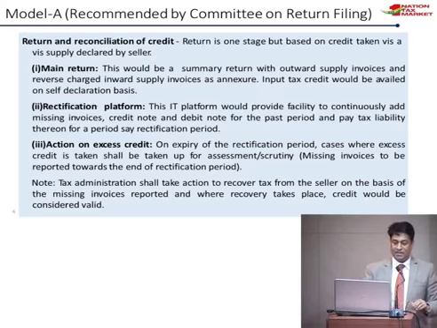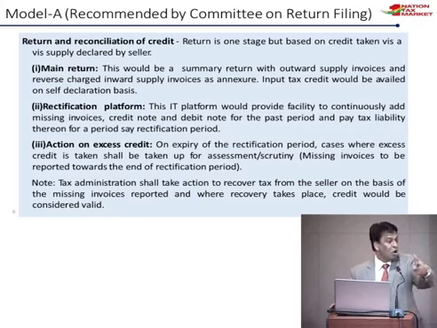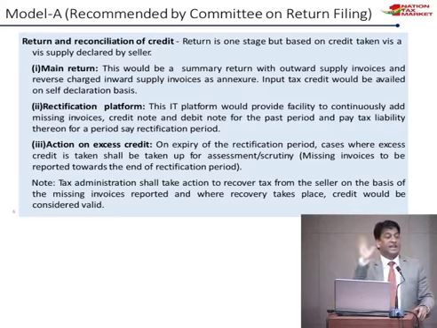So I would like to draw attention. The main return would be a summary return, as I said, with outward supply and reverse charge as an annexure. Rectification platform: this IT platform would provide a facility to continuously add missing invoices. I said if I have not uploaded July, I can upload in the month of August, September, October, till the time period is open to me. Missing invoices, credit notes and debit notes for the past period can be added, and the tax liability paid thereon, for a period, say, the rectification period.